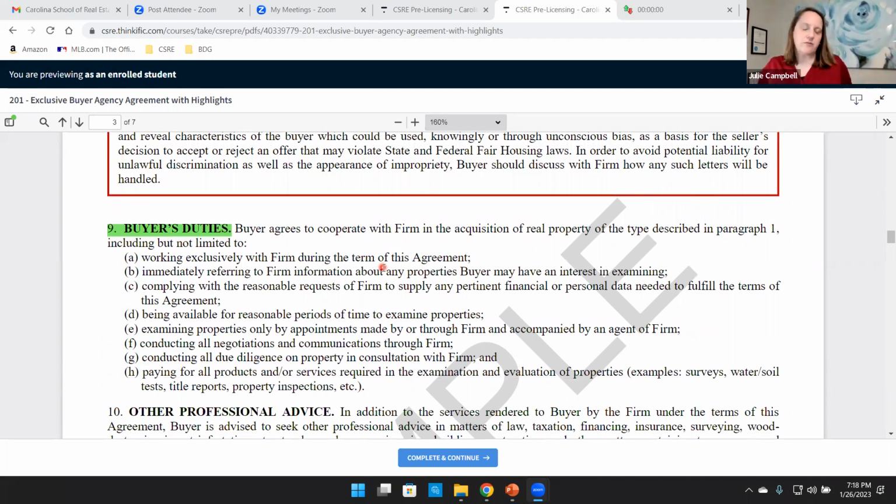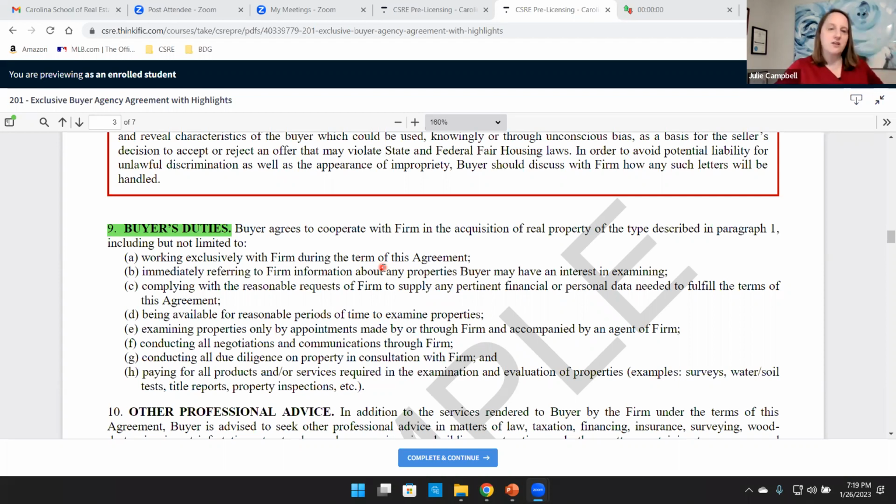Work exclusively with the firm. Immediately refer the firm information about any of the properties that the buyer may be interested in. The buyer's going to let you communicate with the listing agent and the seller. So they're going to talk to you, you're going to talk on their behalf. Buyer has a duty of complying with reasonable requests so we can get information to get you qualified, for example, for a loan.